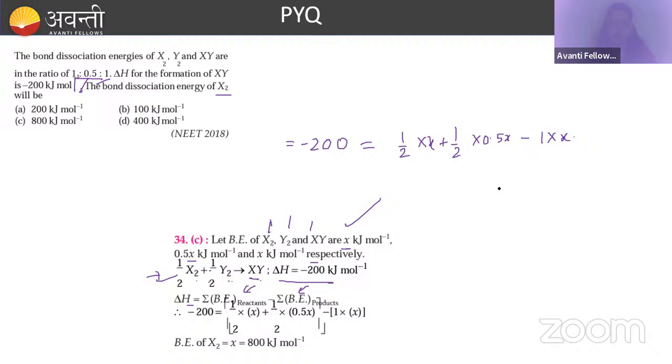So by doing this calculation, you can find out the bond dissociation energy for X2. That is 800 kilojoule. So this is your correct answer. Okay, this is your correct answer. That is option C.